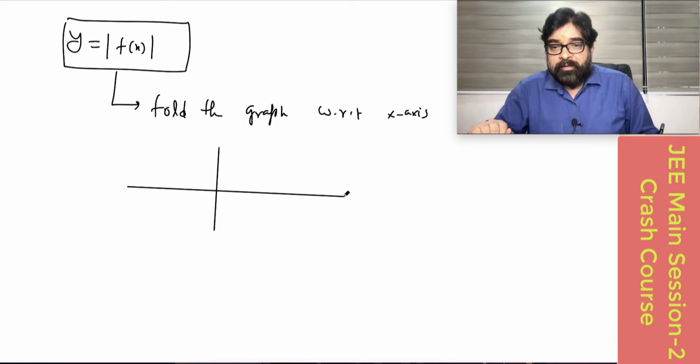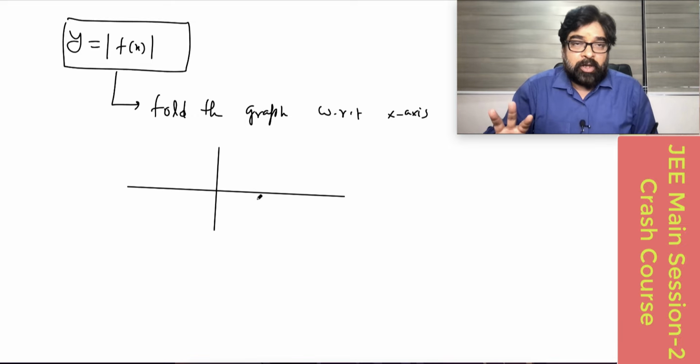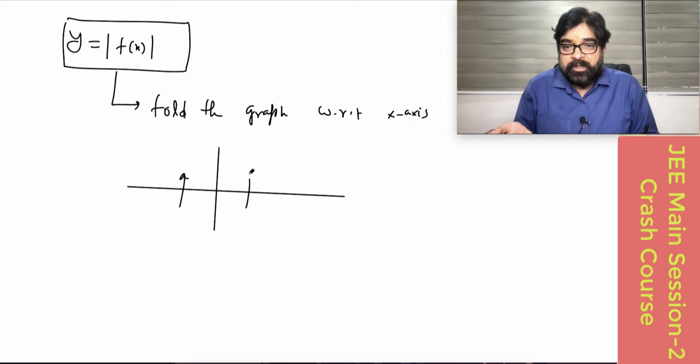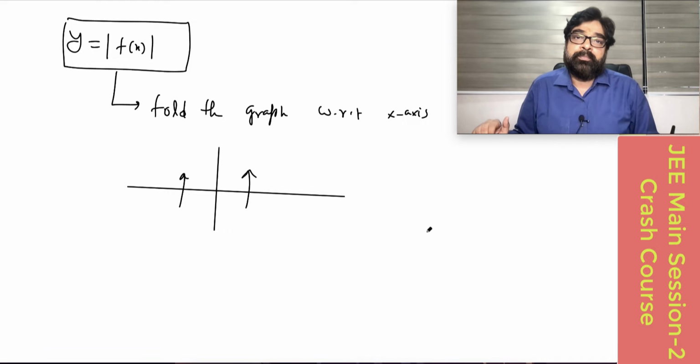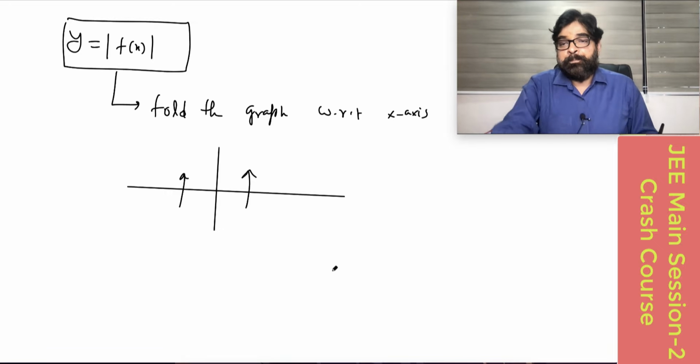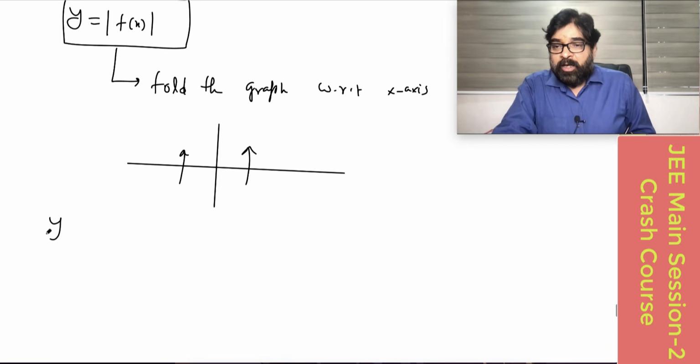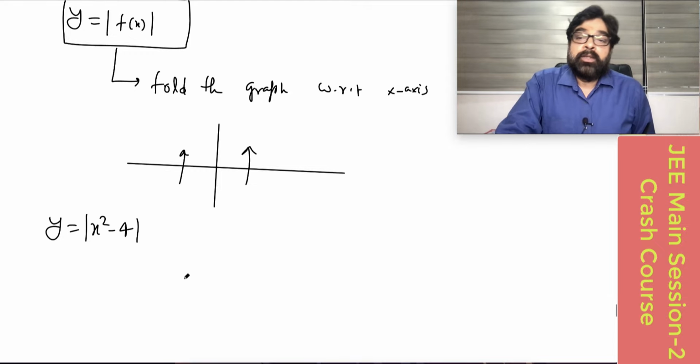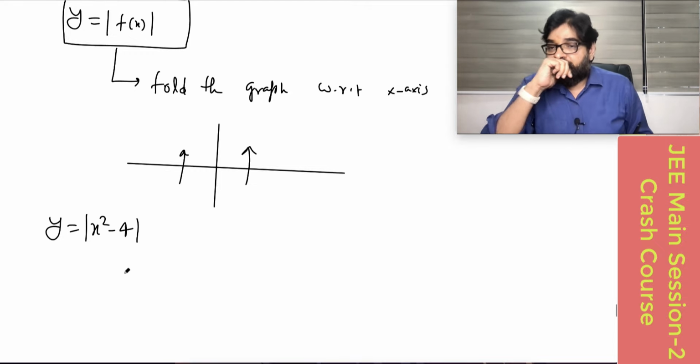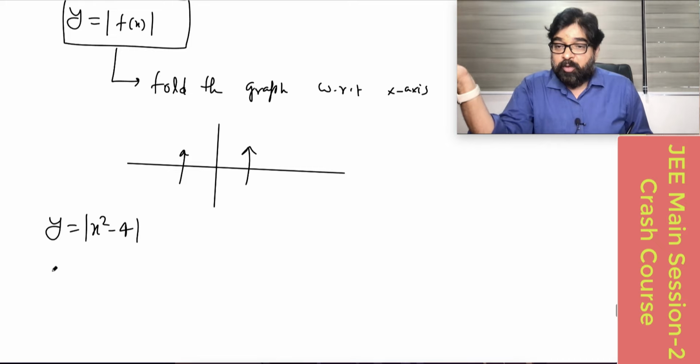Wherever y equal to mod f(x), you have to draw the graph. So first, when you draw the graph of y equal to f(x), whatever portion is below, fold it up. This portion also you have to fold up. Did not understand? Let me explain. Suppose I want the graph of y equal to mod of x square minus 4. So first thing, remove the mod. If you remove the mod and the constant, you will get y equal to x square.